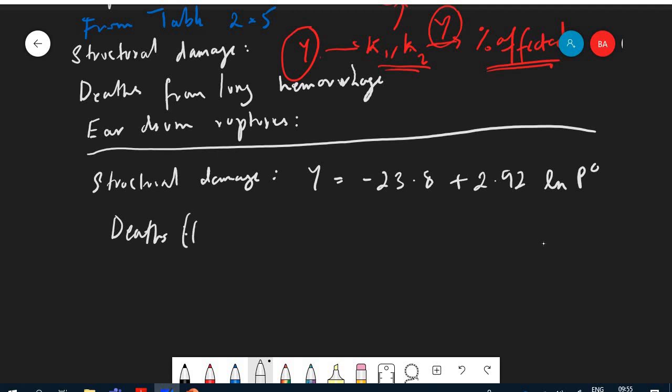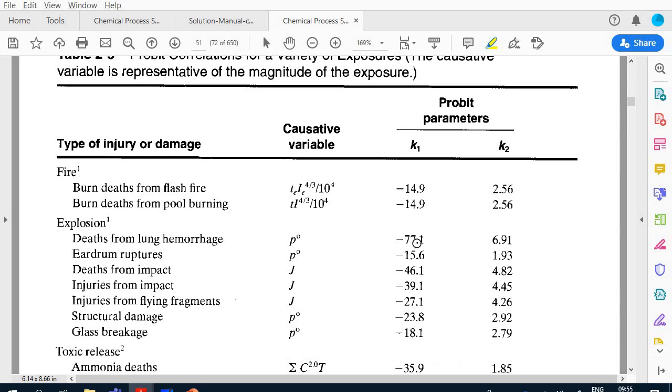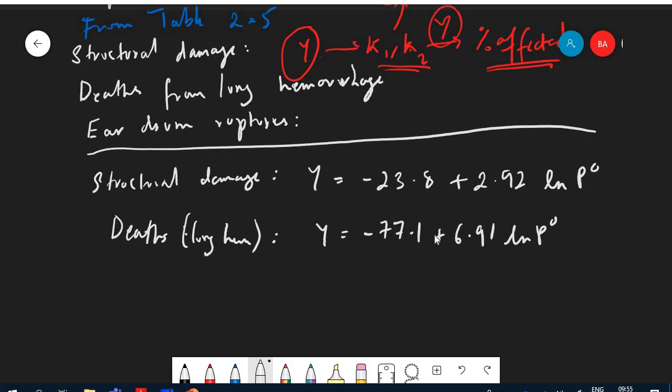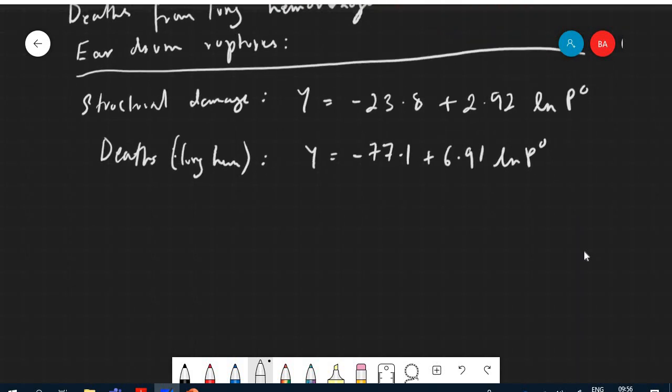Okay, of course, death from lung hemorrhage. The Y value is equal to minus 77.1 plus 6.91 ln P naught. Just want to make sure that we get these values. Again, we go to death from lung hemorrhage: minus 77.1, 6.91. So yes, things are going clear for us. We are getting the exact values that we are expecting.